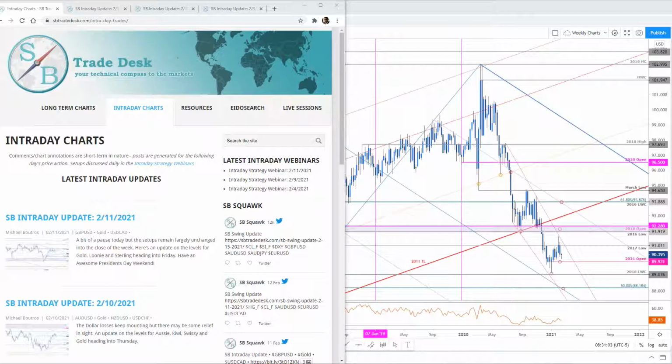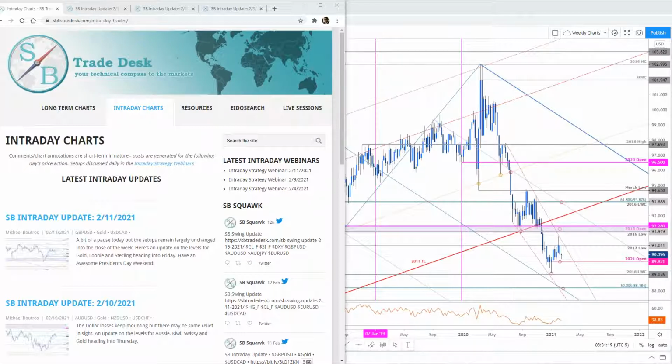So interesting start to the week. We are coming off the back of an extended holiday break, and we're seeing the beginning of what could be a nice move here in the dollar to start things off. So on the menu, you're going to move rather quickly here.